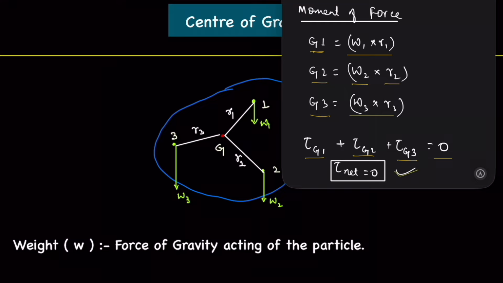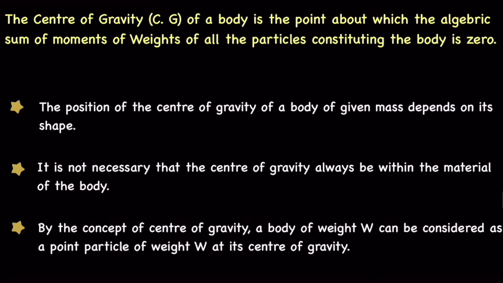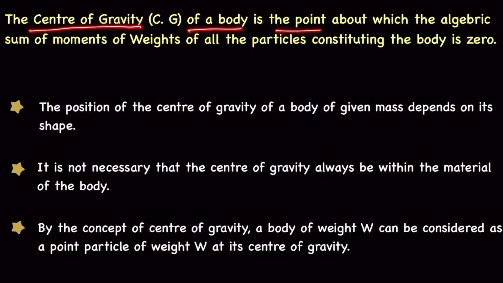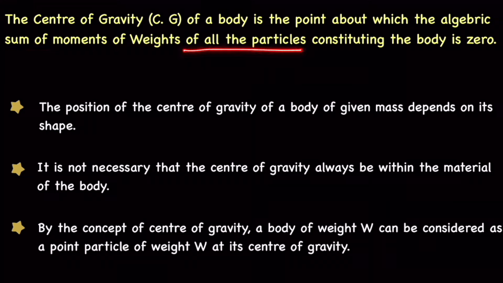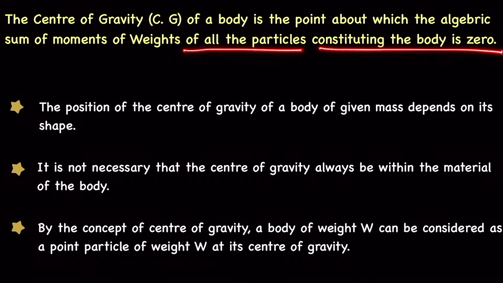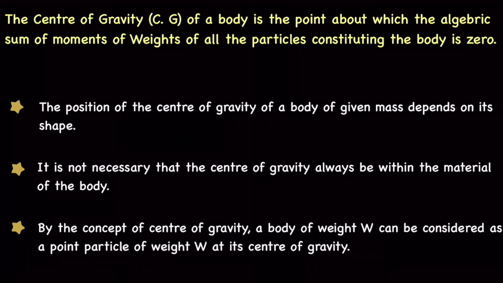For each and every body, there must be one point where the net moment of force is zero. For a symmetric body, generally it is the geometrical center. But for a non-symmetric body, it could vary. So first we note down the definition of center of gravity. The center of gravity of a body is the point about which the algebraic sum of moments of weights of all the particles constituting the body is zero. Means net moment of force is zero.